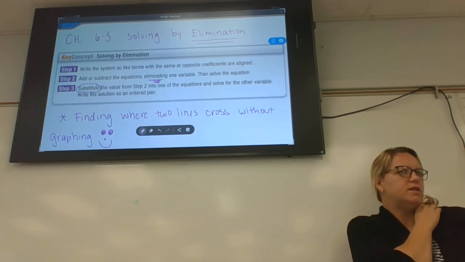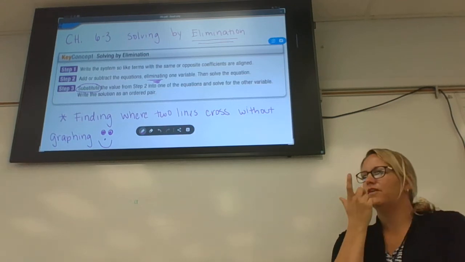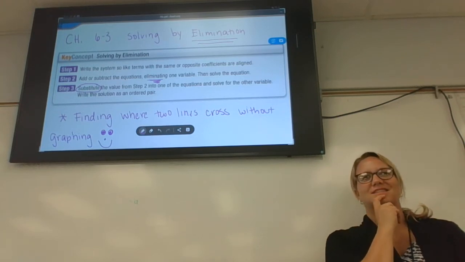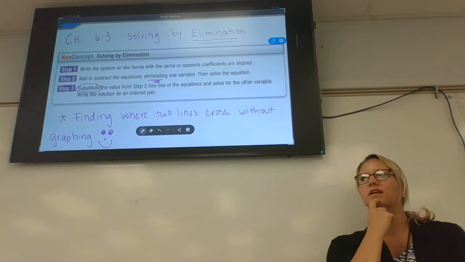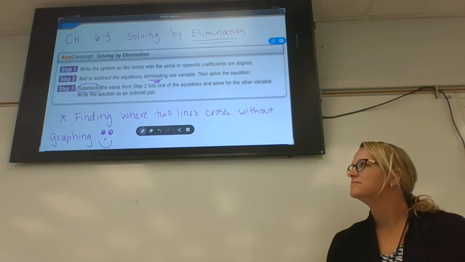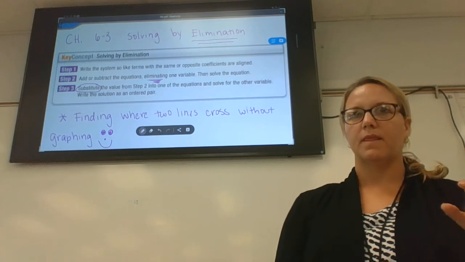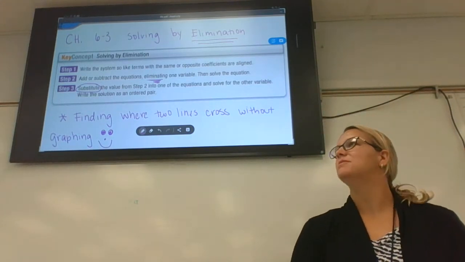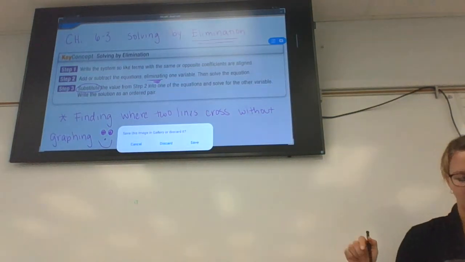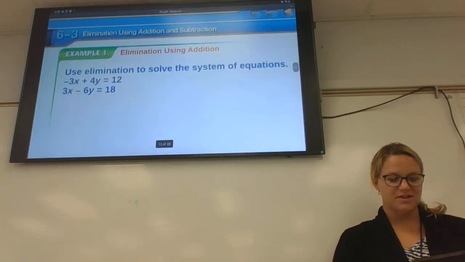You just look at it, think about it, and get excited. Wow, we can find where they cross without graphing. We don't need graph paper. We don't need straight lines. Are you guys ready to try elimination? People tell me this is a repeat. Let's see for how many of you this is a repeat.